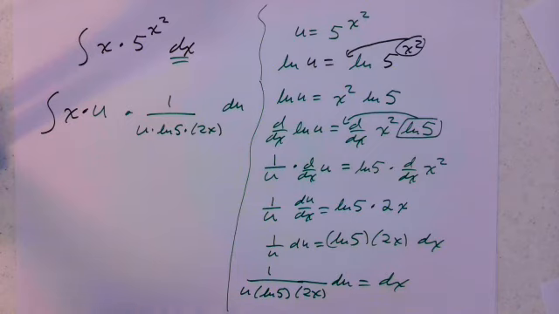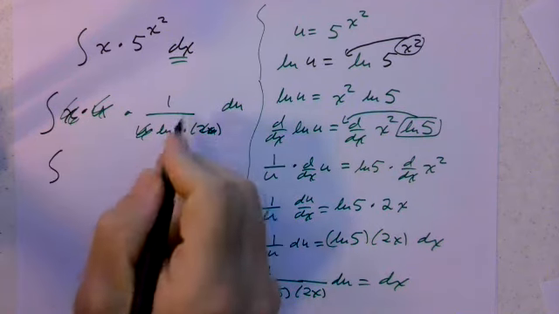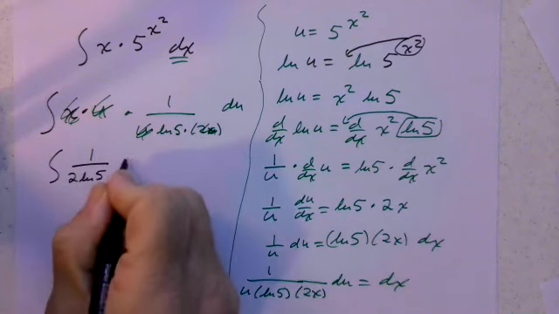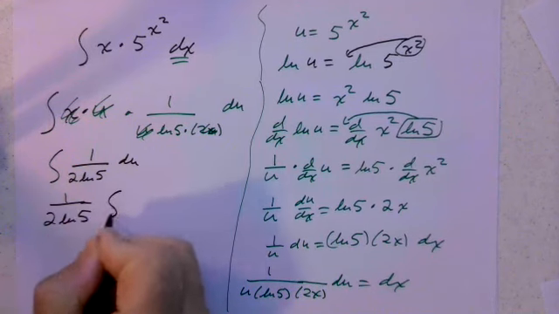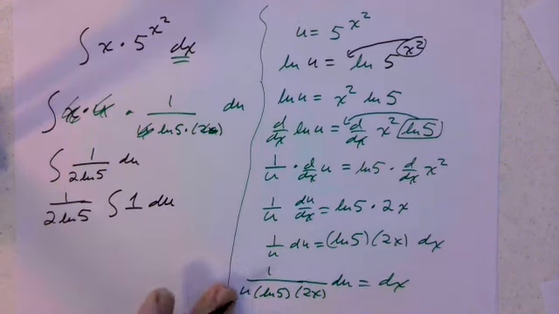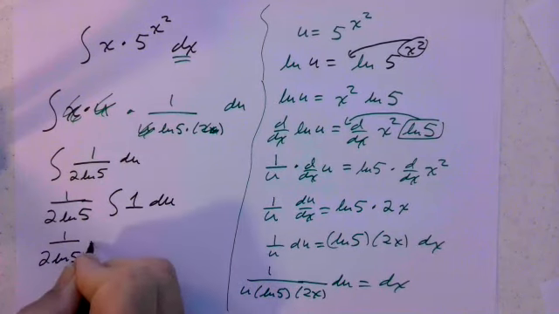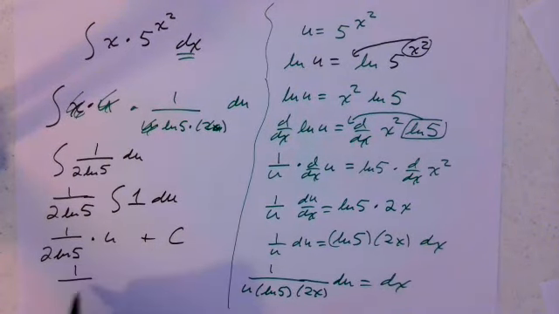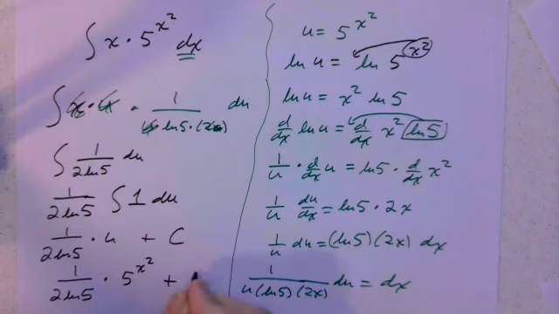So we are happy about something. Certainly I need the x's to go away, and they do. So this x divides out this x. But also this u divides out this u. So all I have left is the integral of 1 over 2 log 5 du, which is 1 over 2 natural log 5 times the integral of 1 du. So tell me a function whose derivative is 1. It's just the variable. It's just u. 1 over 2 log 5 times u plus c. But what was u? u was 5 to the x squared. So 1 over 2 log 5 times 5 to the x squared plus c.